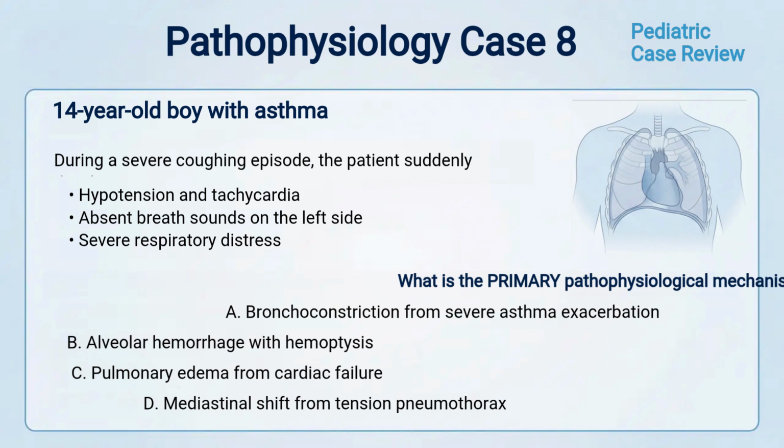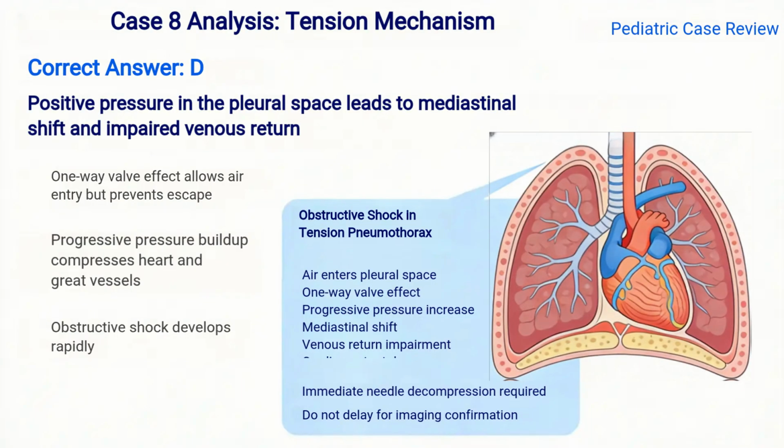Option A, bronchoconstriction from severe asthma exacerbation. Option B, alveolar hemorrhage with hemoptysis. Option C, pulmonary edema from cardiac failure. Option D, mediastinal shift from tension pneumothorax. The correct answer is option D, mediastinal shift from tension pneumothorax.